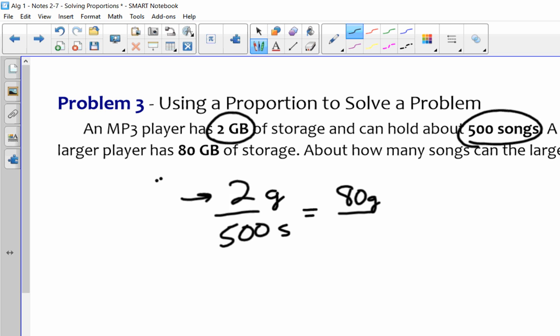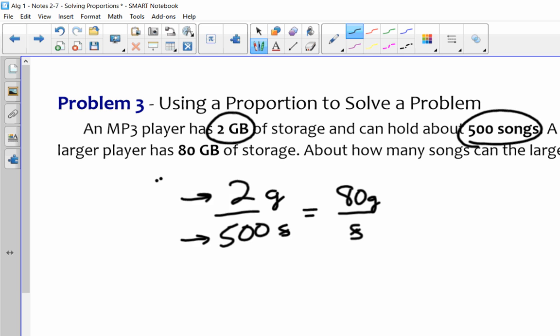So I need to make sure they match. I'm looking for how many songs it will hold. I have songs on the bottom over here, so I need to make sure I put songs on the bottom over here. This is an S. All right, so now I've set up my proportion.